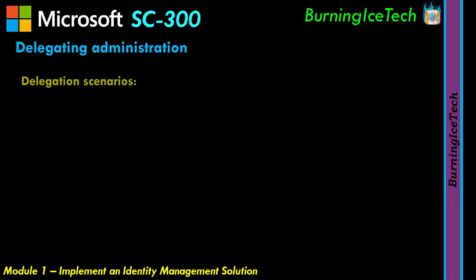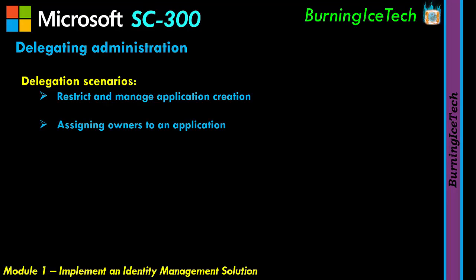So here's a couple of delegation scenarios as to where one might want to do this in the cloud. This could be to restrict and manage application creation. So there we go again. It's a kind of restriction. So you're giving them permission, but in the same breath you're kind of restricting these individuals. This could be to assign owners to an application, not all, just certain applications.